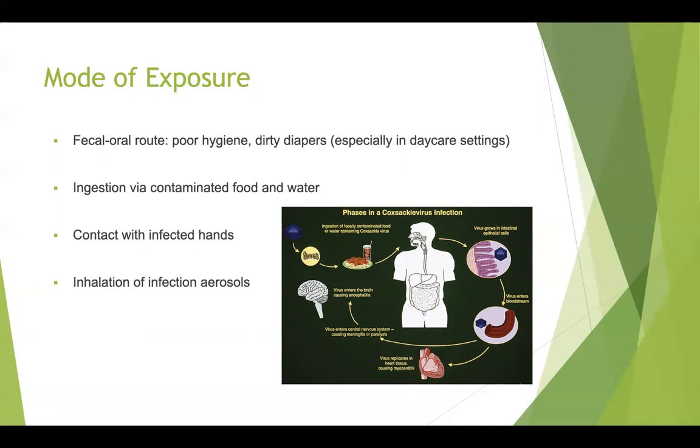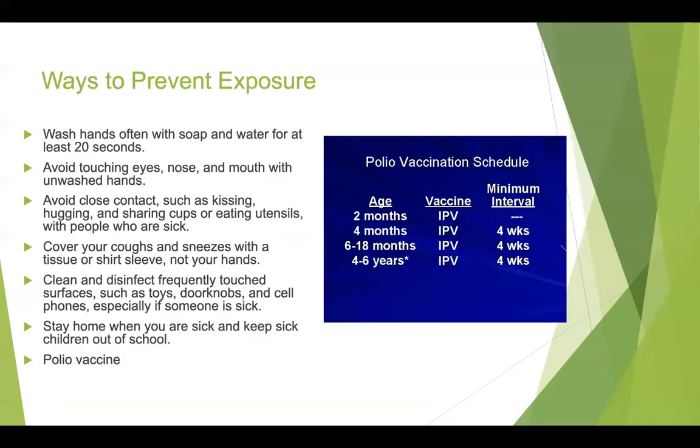So right here, I just have a diagram. These are the phases in the Coxsackie infection, how it gets into the body. First you have the ingestion of fecally contaminated food or water with the virus. And that goes in, the virus grows in the intestinal epithelial cells and then enters the bloodstream. This is where the virus will replicate in the heart tissue, which can cause myocarditis, or it will enter the central nervous system, which causes meningitis or paralysis, and also can enter the brain, which causes encephalitis.